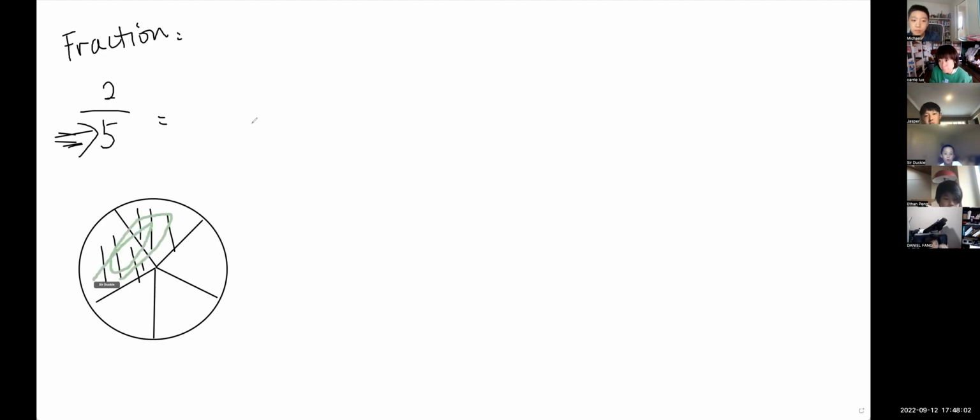Daniel? 2 divided by 5. Very good. Also, 2/5 actually equals 2 divided by 5. So since Daniel already mentioned 2 divided by 5, who can tell me what 2 divided by 5 means? Nobody knows. Dividing 5 in half.